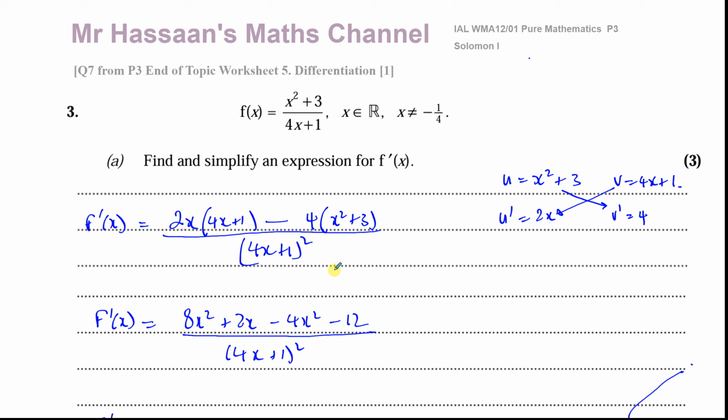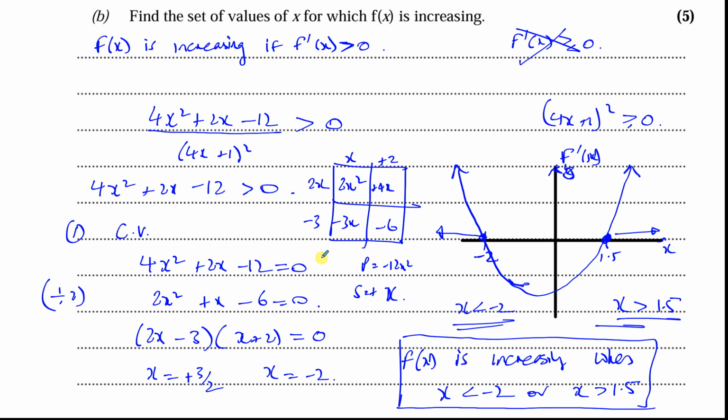That was number 7 from the worksheet, and question number 3 from the Solomon I paper. So that concludes this question. I hope that was clear.